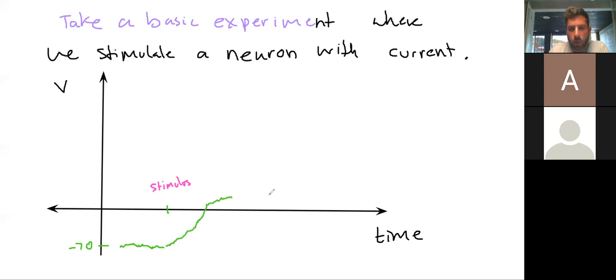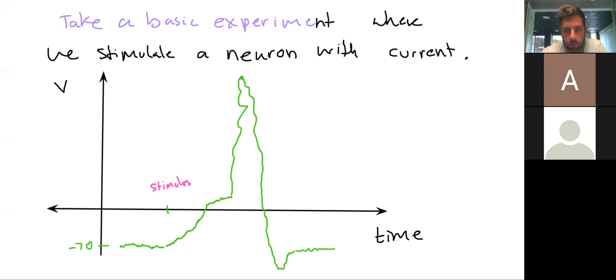And then at some other point, we say that the cell has a threshold. And once it hits this threshold, the voltage shoots up and then shoots back down and then goes back to rest. So this is sort of what an experiment might look like. So imagine, if you will, this might be data from an experiment.